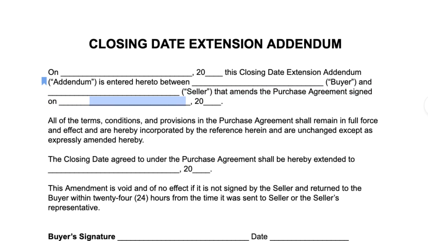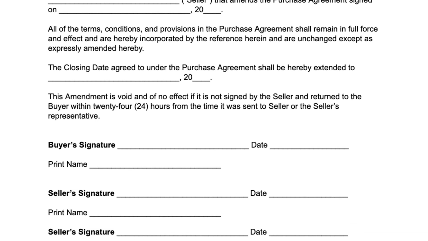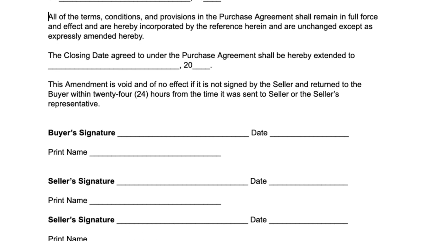All right, it says all of the terms, conditions, and provisions in the purchase agreement shall remain in full force and effect and are hereby incorporated by the reference herein and are unchanged except as expressly amended hereby. It goes on to say, the closing date agreed to under the purchase agreement shall be hereby extended to, I would give yourself at least another 15, maybe 21 days, based off of the type of deal that you negotiated.